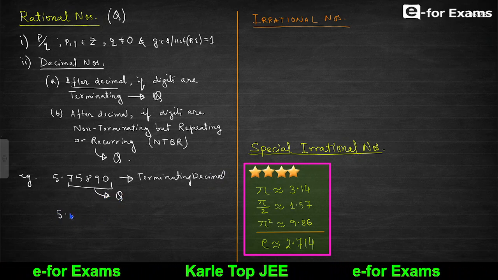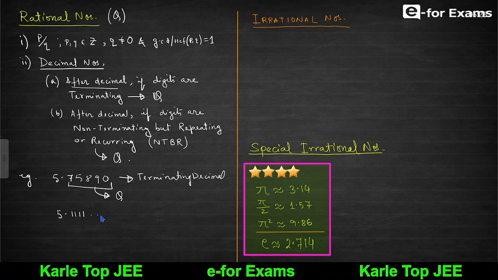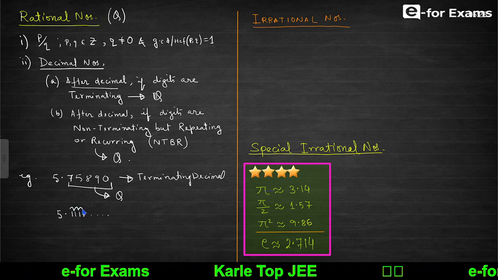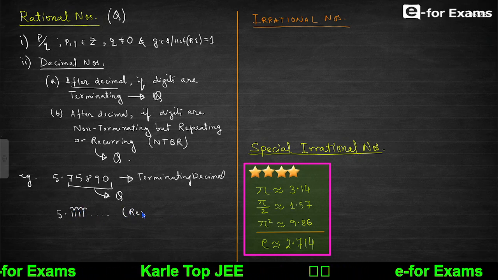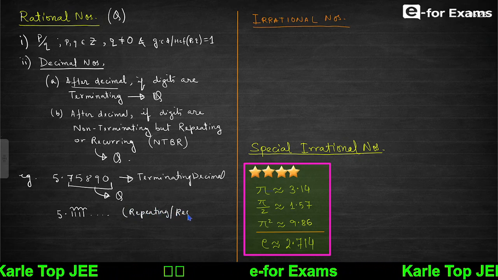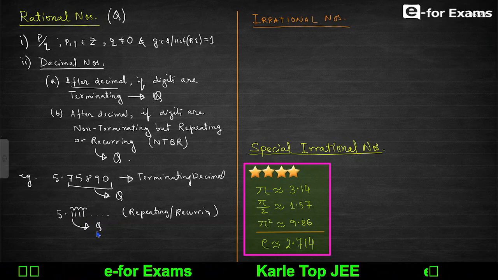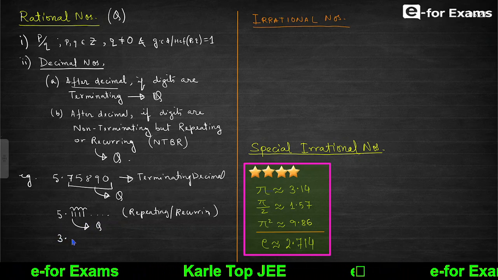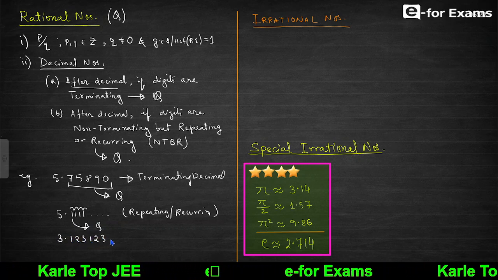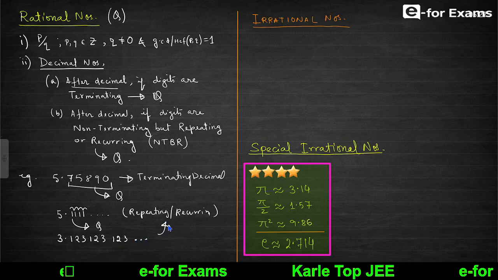And if we say 5.1111 and so on, it never ends, but these digits are repeating, right? Repeating or recurring. This is also a rational number. It can be of the pattern 3.123, 123, 123, repeating. This is also recurring.